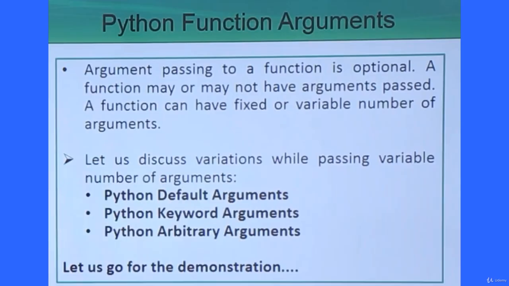A function can have a fixed or variable number of arguments. As we discussed, those are the variations while passing arguments to a function. So how to pass a variable number of arguments to a function? That can be categorized in three different heads: Python default arguments, Python keyword arguments, then Python arbitrary arguments.